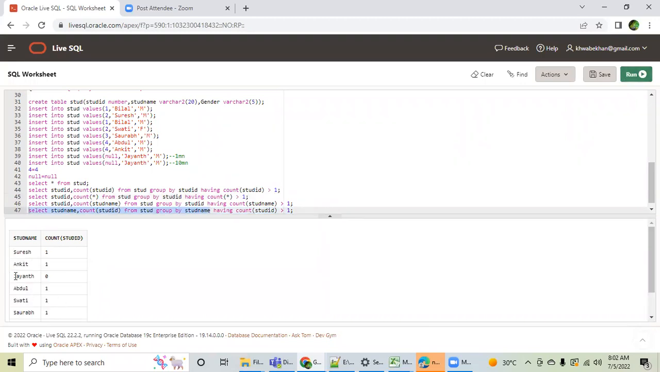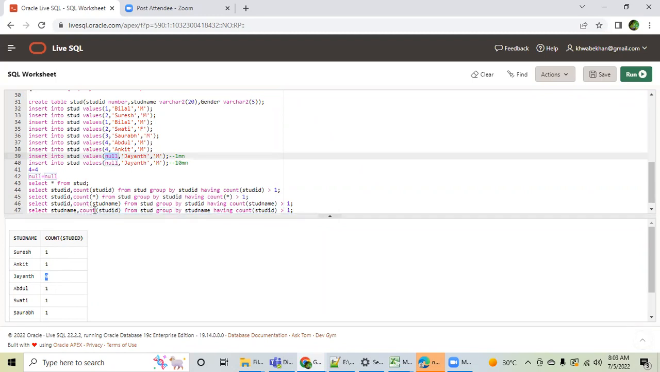Okay. Why for this Jan the count of a student ID is giving 0? Because the ID is null. For Jan the ID is null, and that's why count of a student ID is not considering it. Got it? And that's why here it is 0.